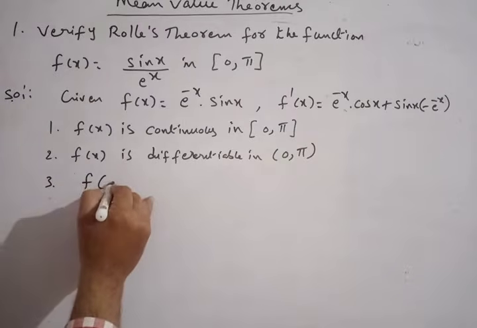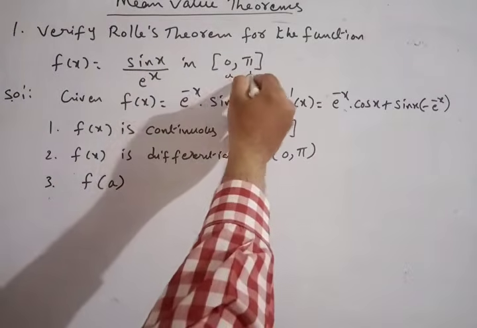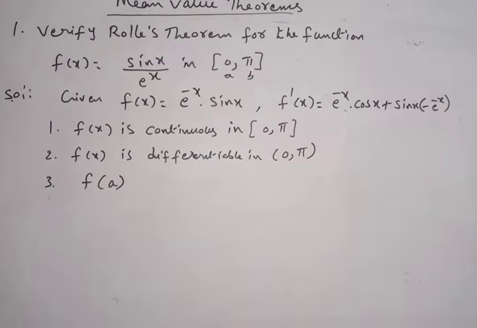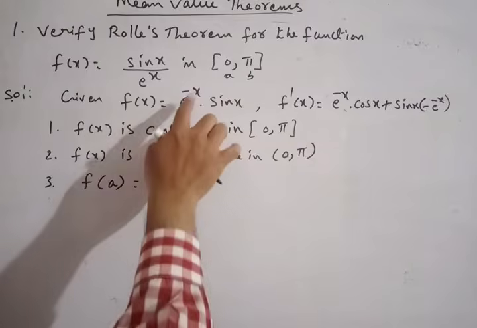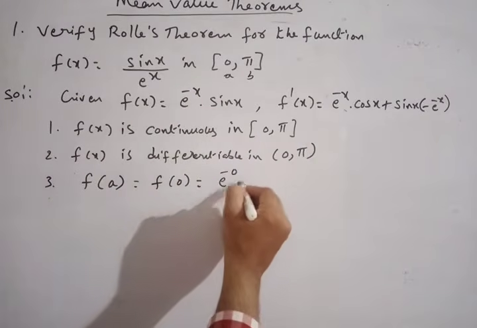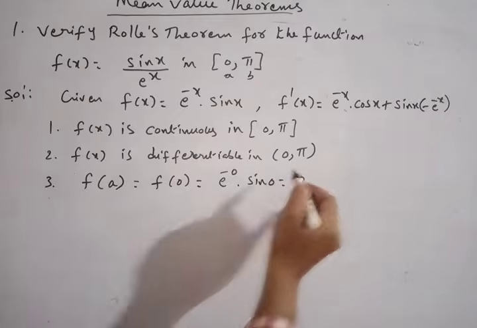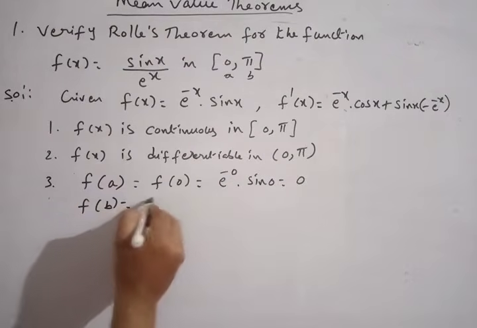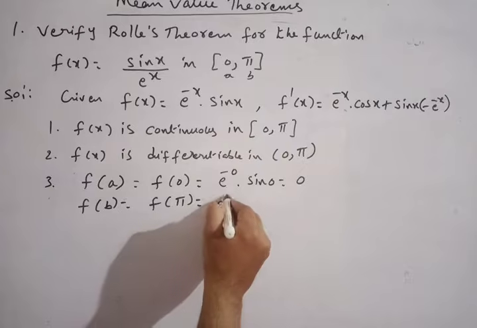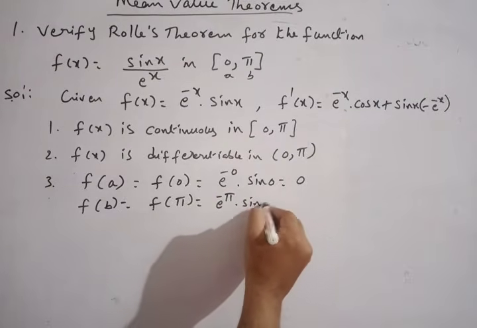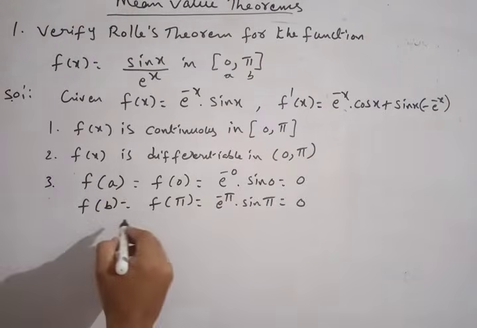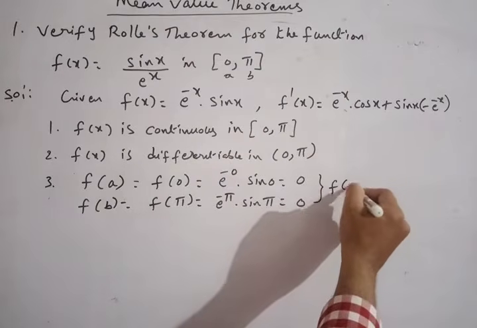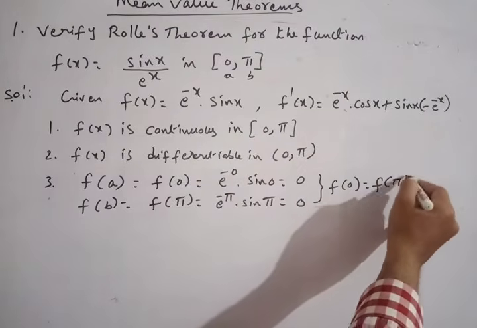Then the third point: you need to verify f of a equals f of b. What is a value here? 0. What is b value here? Pi. F of a, that means f of 0, is equal to e power 0 into sin 0. Sin 0 is 0. F of b, that means f of pi, is e power minus pi into sin pi. Sin 180 is 0. That means you got f of a equal to f of b, so f of 0 is equal to f of pi.